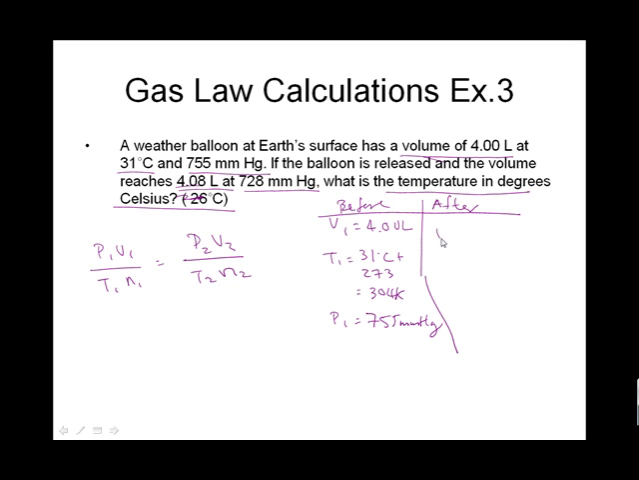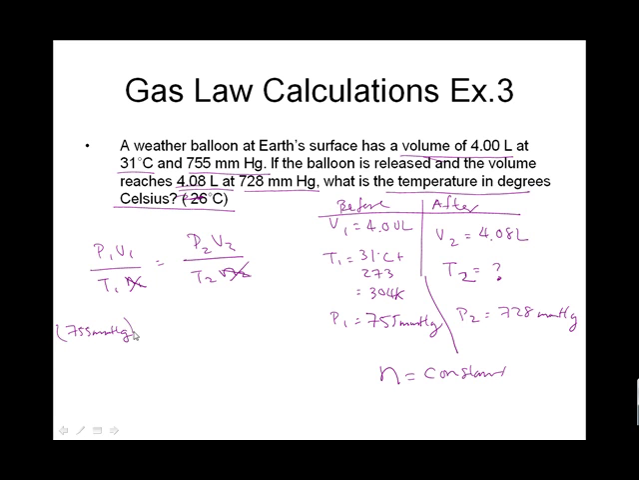My volume 2 is 4.08 liters, and my temperature is what I am looking for. And my pressure 2 is 728 millimeters of Hg. There is no mention of number of moles, so this must be constant, and so I can take that out of the equation.